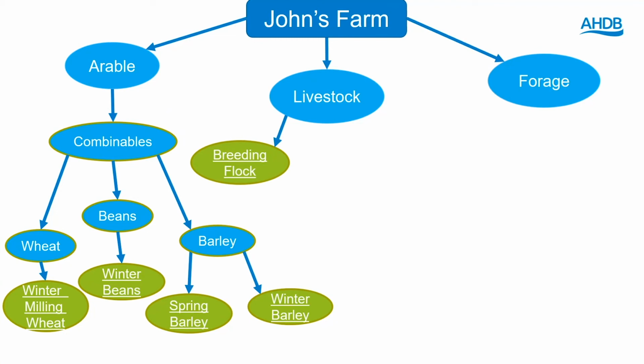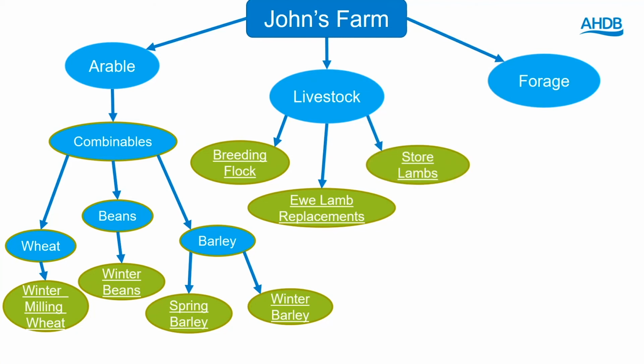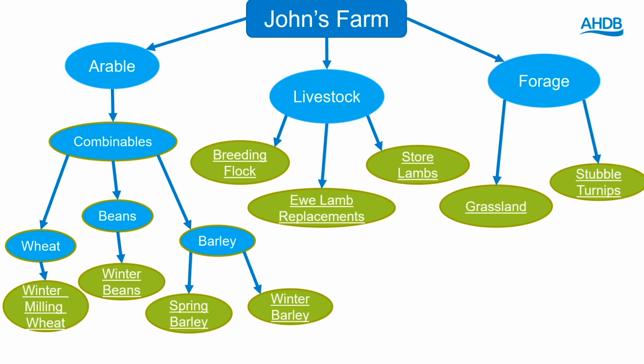In his livestock, he has the breeding ewe flock, which includes the tups being used, ewe lamb replacements, so this will include all of the ewe lambs which are being kept for the year before tupping, and his store lambs. They're about 6 to 12 months old and being sold fat. In the forage section, we have all the grassland, which will include the grass lays and the permanent pasture, as well as the stubble turnip enterprise.